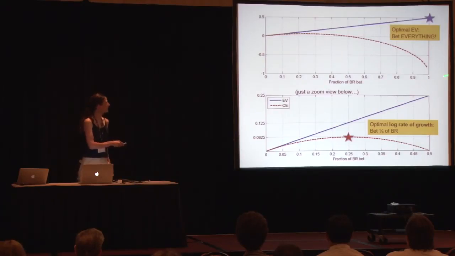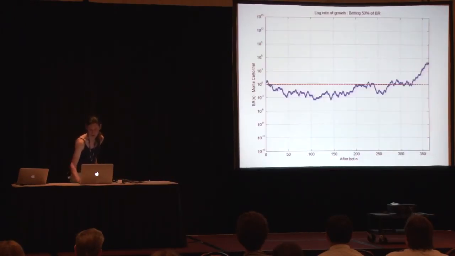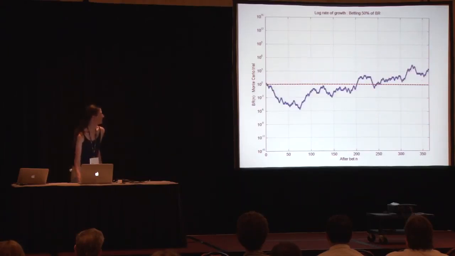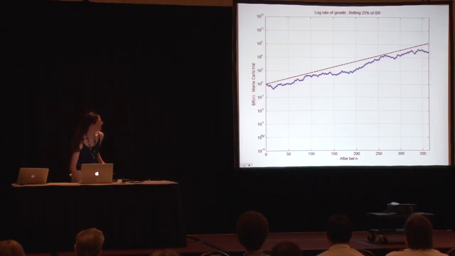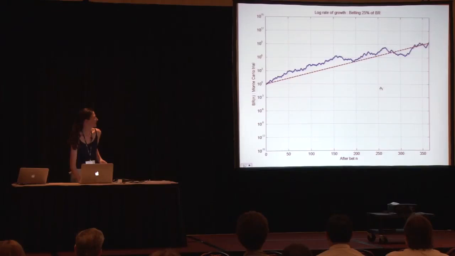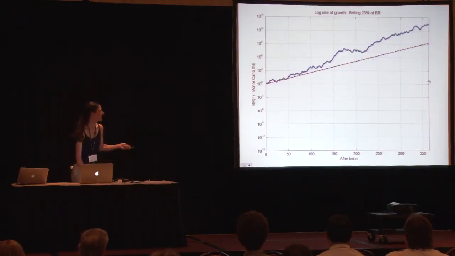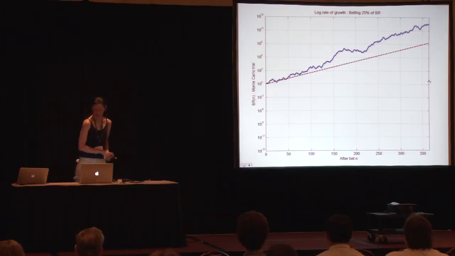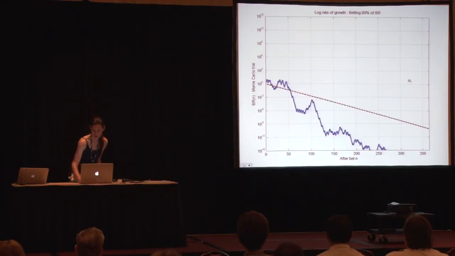So the optimal thing to bet is actually to bet everything. That is absolutely true from an expected value point of view, but from optimizing the log rate of growth, you actually want to bet a quarter of the bankroll. And just to show examples of why that is, this is what happens if I bet half my bankroll. On average, I'm really not getting anywhere. If I bet 25%, it's again noisy. But these are different Monte Carlo trials after many bets. So after 350 bets, I've made about $1 billion, starting with $1.